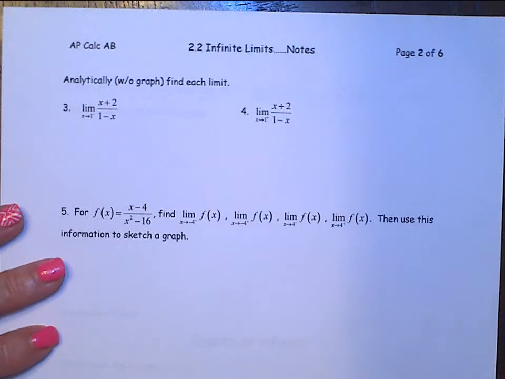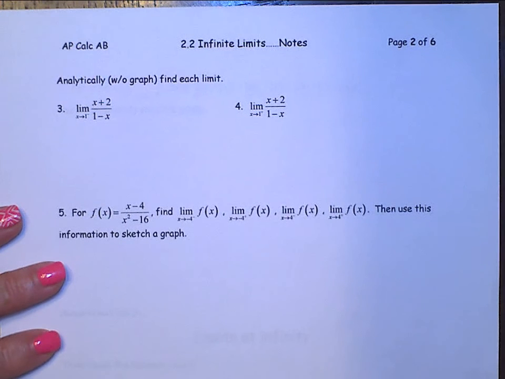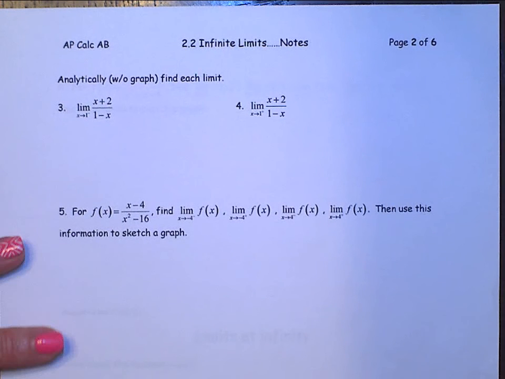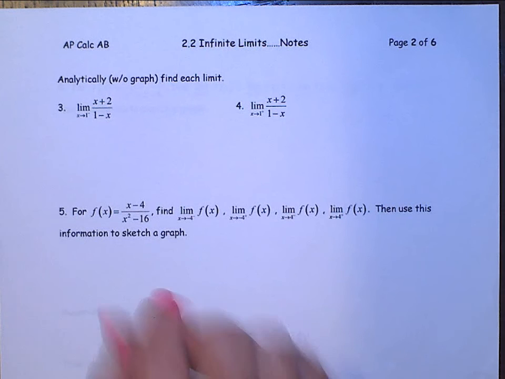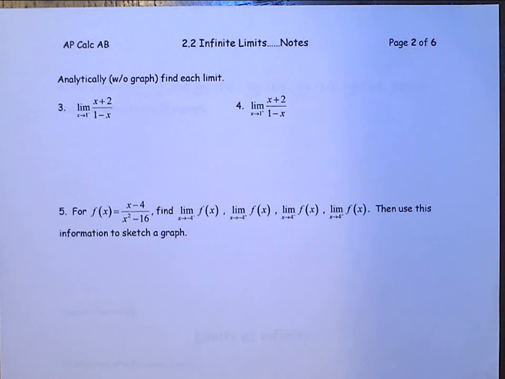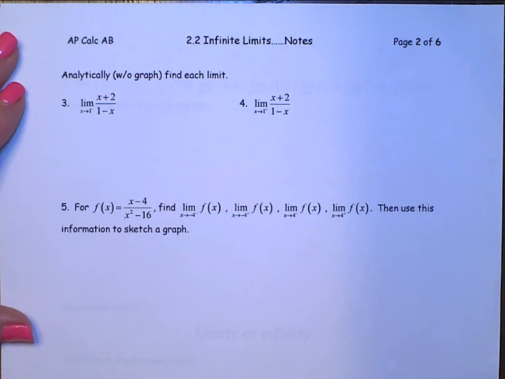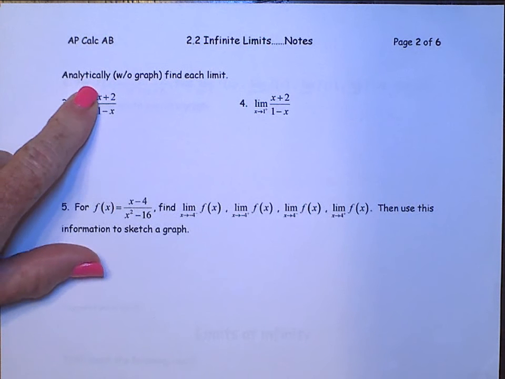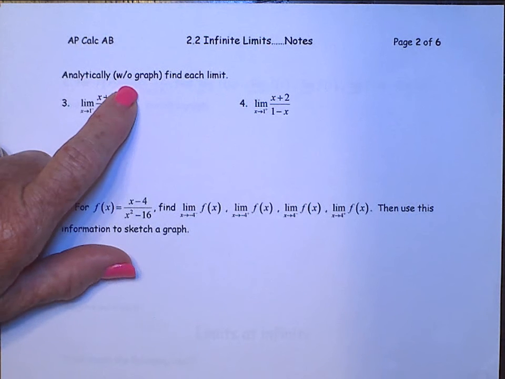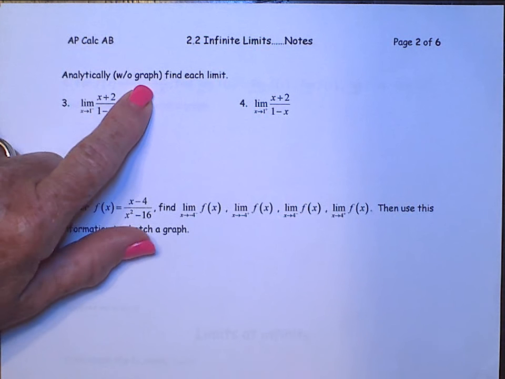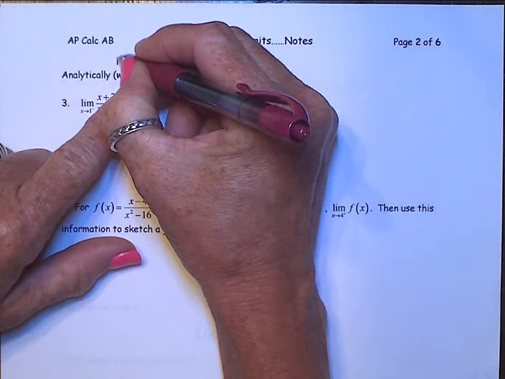This is AP Calculus AB, section 2.2, infinite limits, page 2. On the previous page we worked on finding the limit via a graph. Now we're going to take a look at analytically finding these limits without a graph, so no calculator.